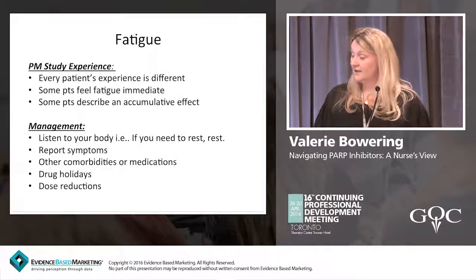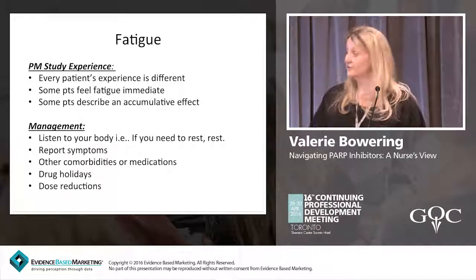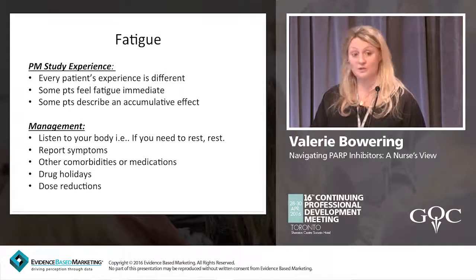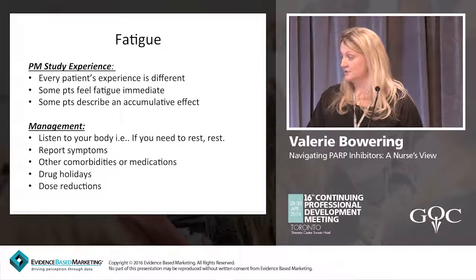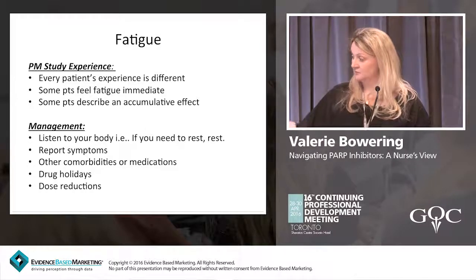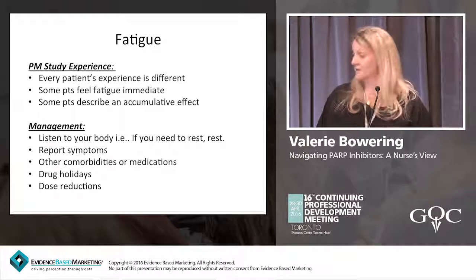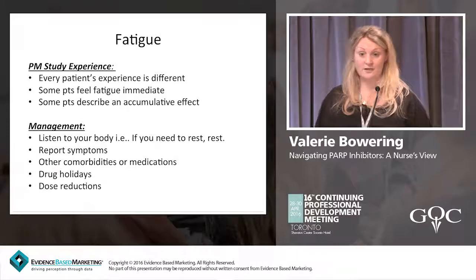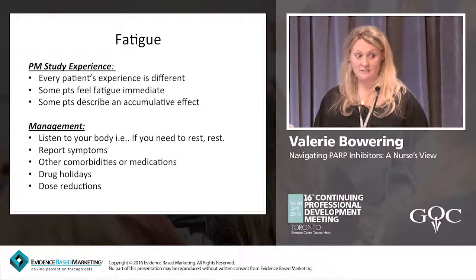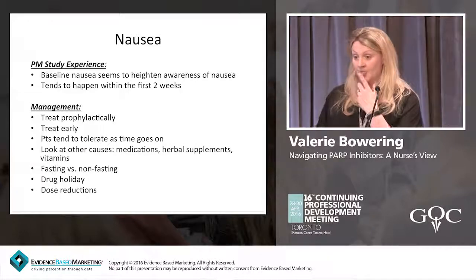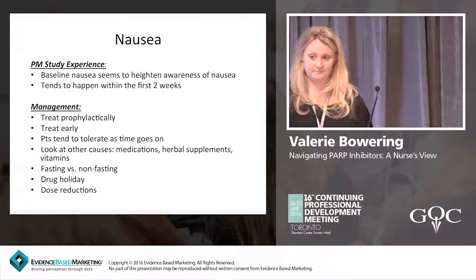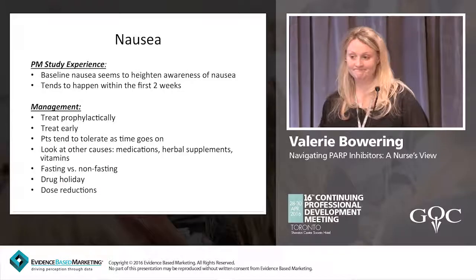So fatigue, again, everyone's experience is different. Some do feel it immediately, and some it's more of an accumulative. They have to listen to their body, report their symptoms, and again, because it's not technically in trials anymore, you can use dose holidays and dose reductions as your team sees fit. When you talk about those holidays, is there a particular key time?